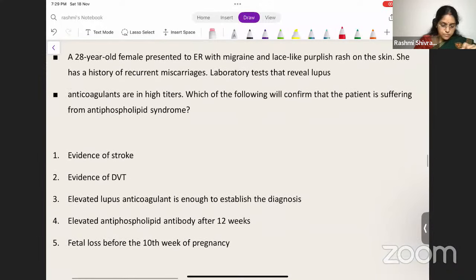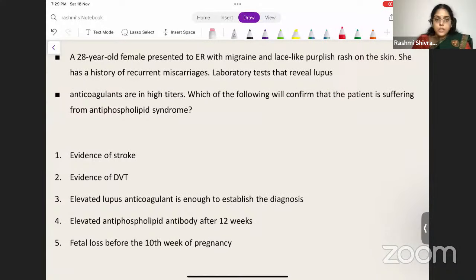So the next question. A 28-year-old female presented to the ER with migraine and lace-like purplish rash on the skin. She has a history of recurrent miscarriages. Laboratory tests revealed that lupus anticoagulants are in high titers. Which of the following will confirm that the patient is suffering from antiphospholipid syndrome? What is the answer?